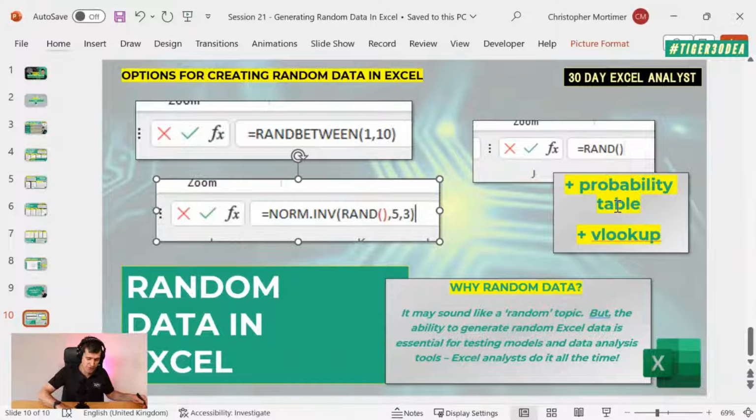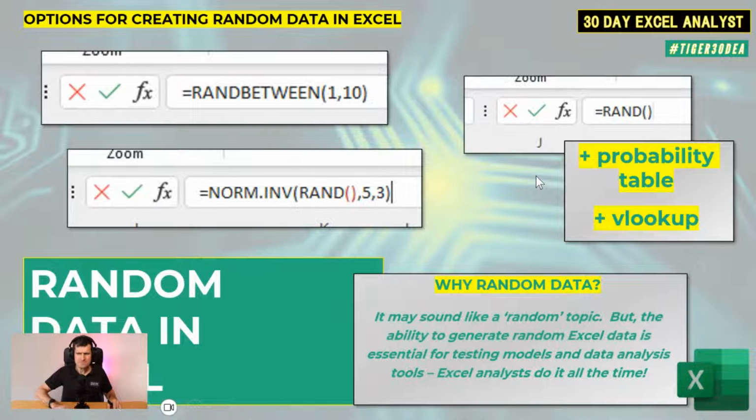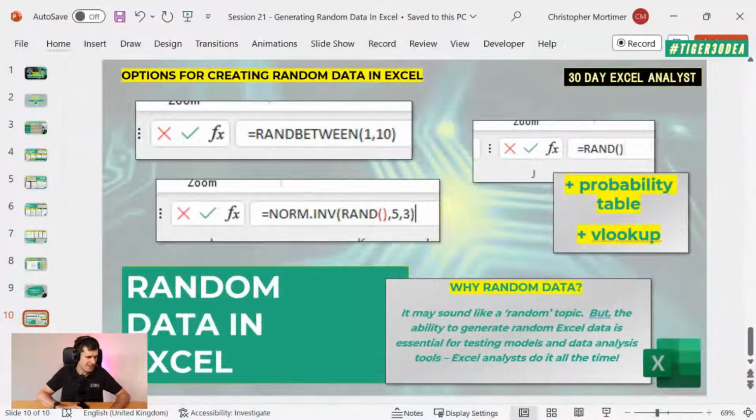This is it, guys. This is how to generate random data in Excel. We've been through RANDBETWEEN, a nice starting point, but you know, not super useful. NORM.INV allows us to generate that bell curve shaped data distribution. Then we've looked at how to create a custom probability distribution. You could create any shaped distribution, of course, using a probability table and using VLOOKUP. Fantastic. So that concludes that session on random data generation.